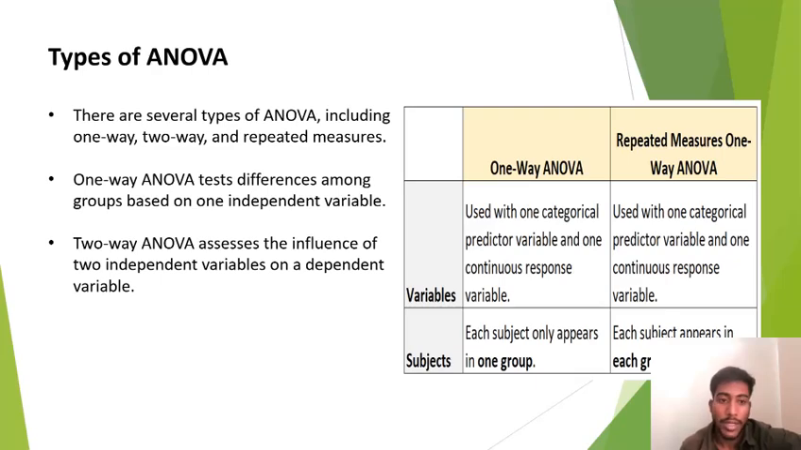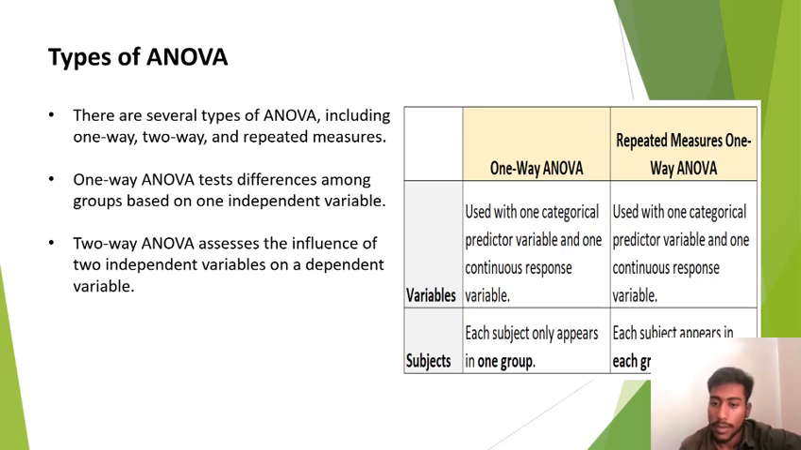So, the next is types of ANOVA. There are several types of ANOVA, including one-way, two-way, and repeated measures. So, one-way ANOVA tests differences among groups based on one independent variable. Two-way ANOVA assesses the influence of two independent variables on a dependent variable. You can see in the table as well.